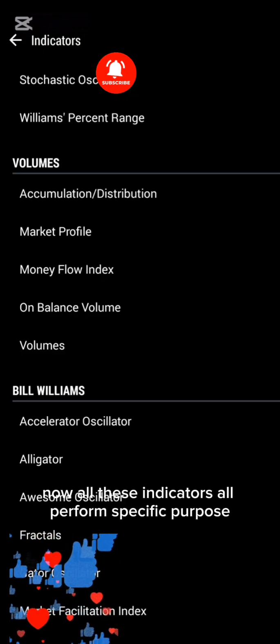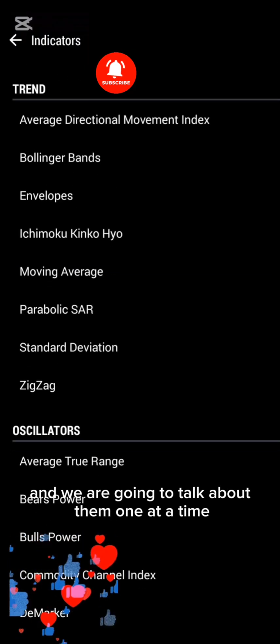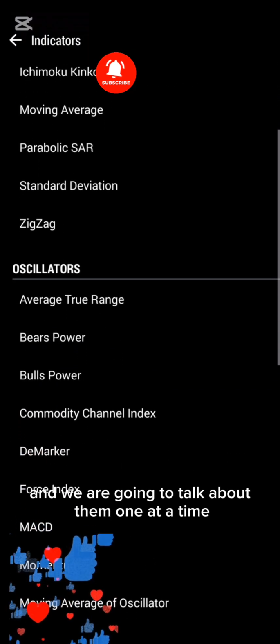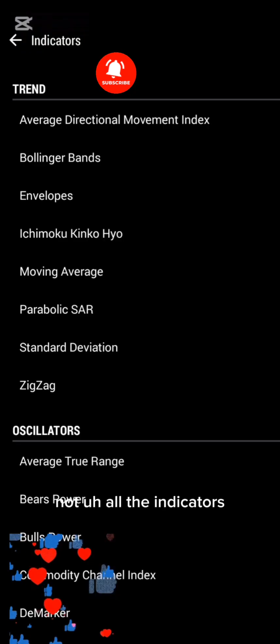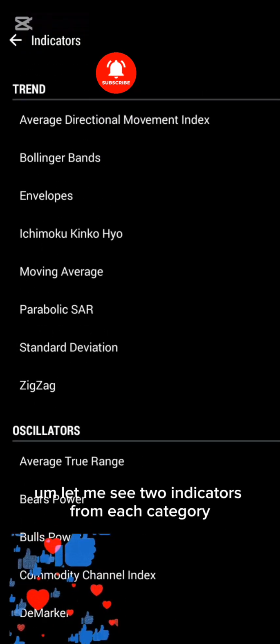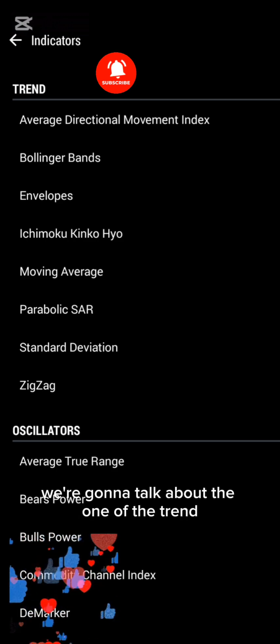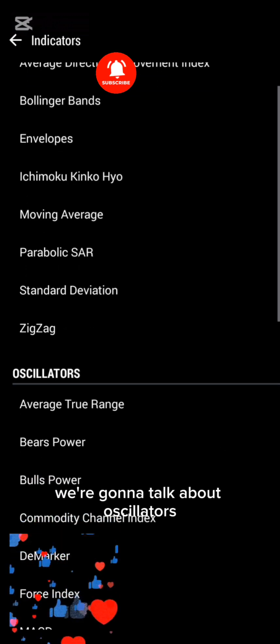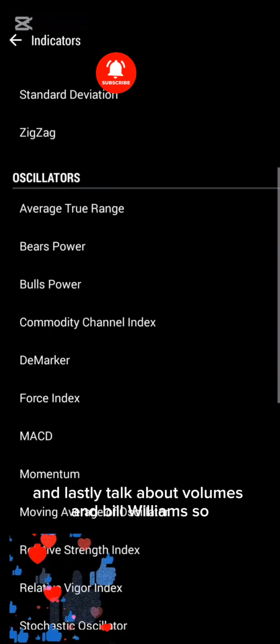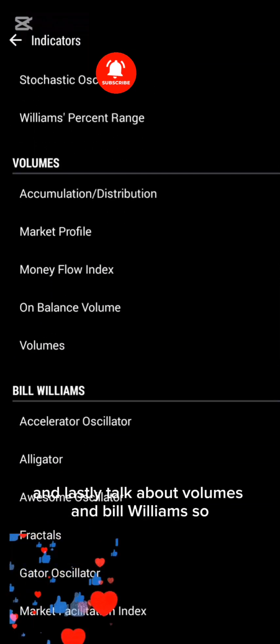Now all these indicators perform specific purposes, and we are going to talk about them one at a time. Not all the indicators, but let me say two indicators from each category. We're going to talk about the ones on the trend, then oscillators, and lastly volumes and Bill Williams.